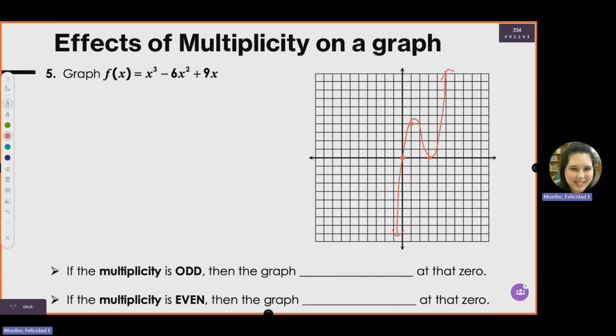But I do want to take a look at my zeros. Here is my 0, x equals 0. Here is x equals 3. So notice that when the multiplicity is odd, like it was at 0, the graph will cross at that 0. If the multiplicity is even, then the graph will bounce at that 0.